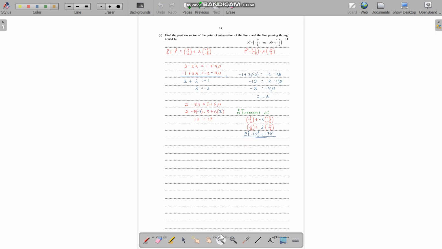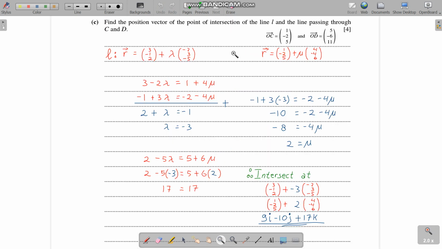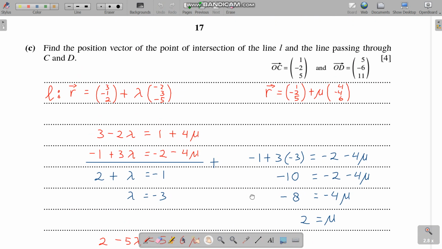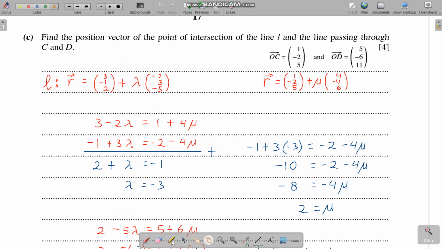Now find the position vector of the point of intersection of the line L and the line passing through C and D. So the line L from the previous part is the line passing through A and B, and we have the vector equation already. Now for the line passing through C and D, we do the same thing as in the previous part. For the point vector, we can use C or D. Here I'm using C. And for the direction vector, we can use DC or CD. So here I'm using CD, which is D minus C.